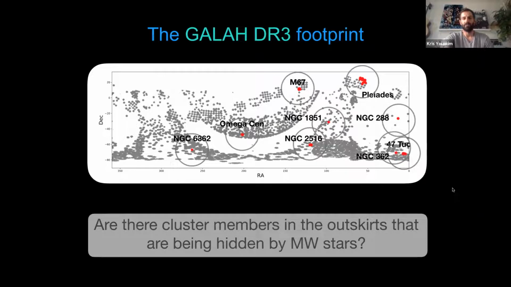And if we are able to find cluster members in the outskirts, this is very useful because it tells us about the dynamical interactions between these clusters and our Milky Way galaxy. It helps us to better constrain their physical properties, like their tidal radii and their masses, and also can help us to constrain simulations of interactions with clusters, accreted or otherwise, with our Milky Way potential.